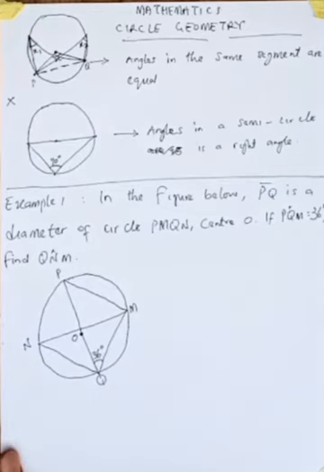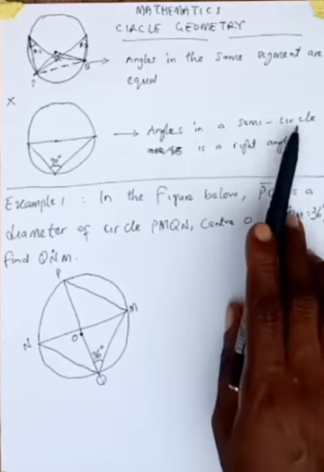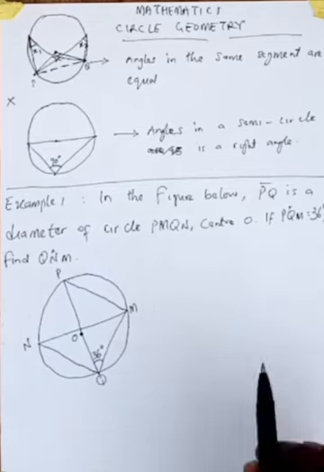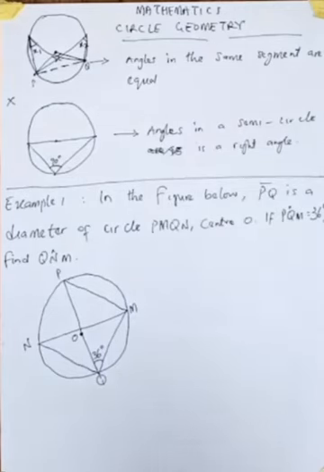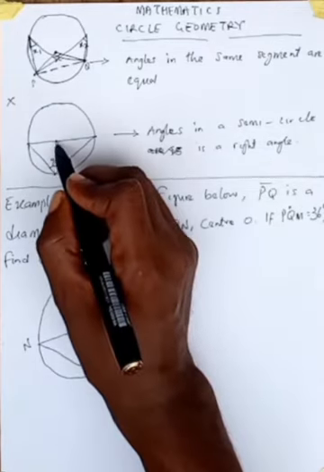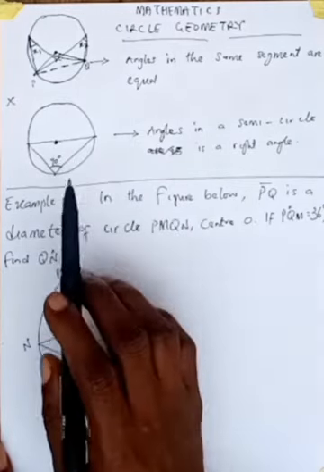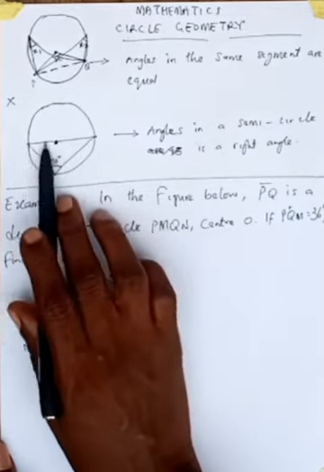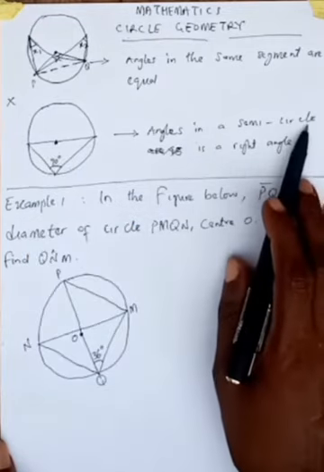Now the other thing we want to talk about is the concept of angles in a semicircle. If you can recall, when I was introducing the properties of circles, I made mention of what is called the diameter. We know diameter simply means a line that passes through the center of the circle. Any angle at the circumference that has this diameter as its base is what we call an angle in a semicircle.